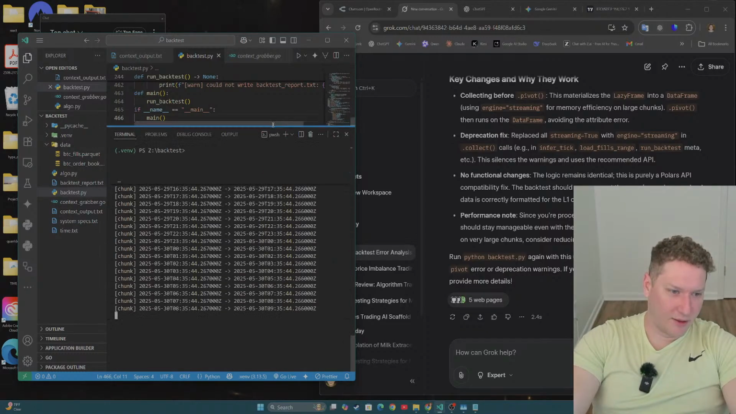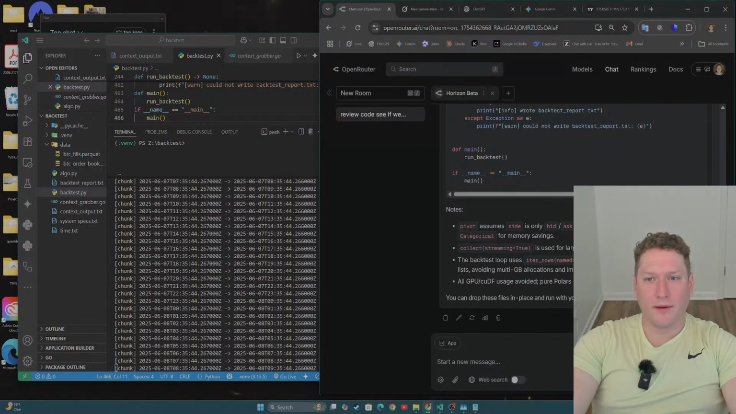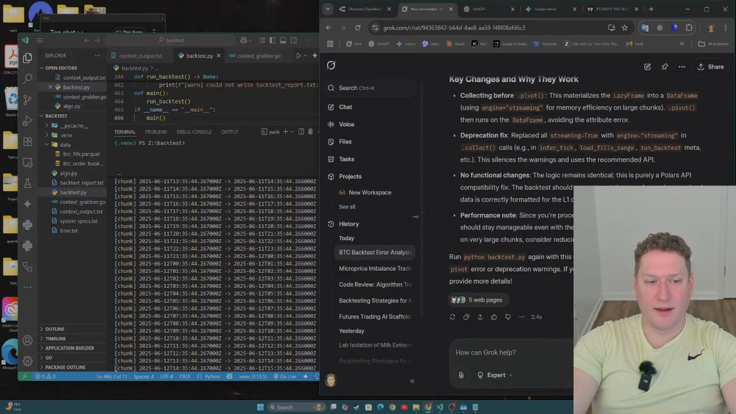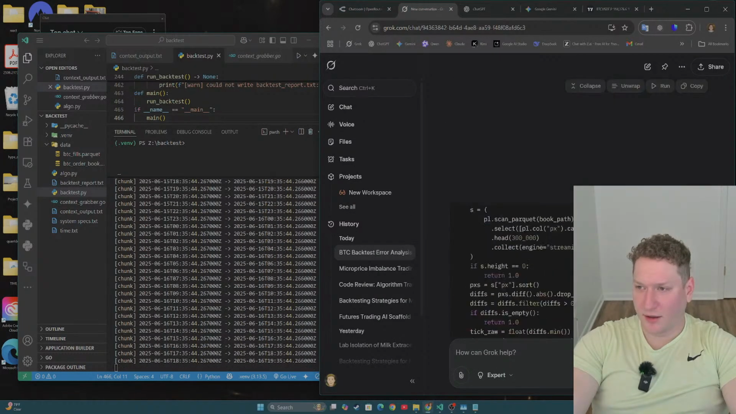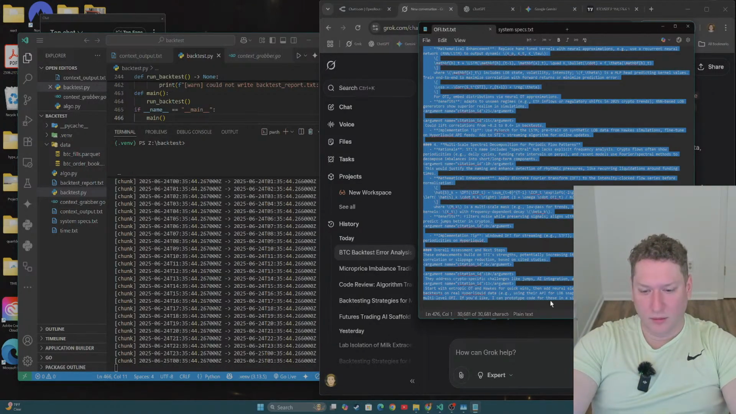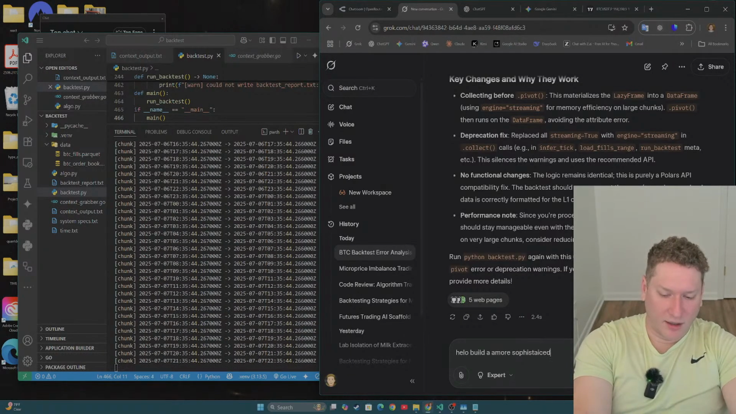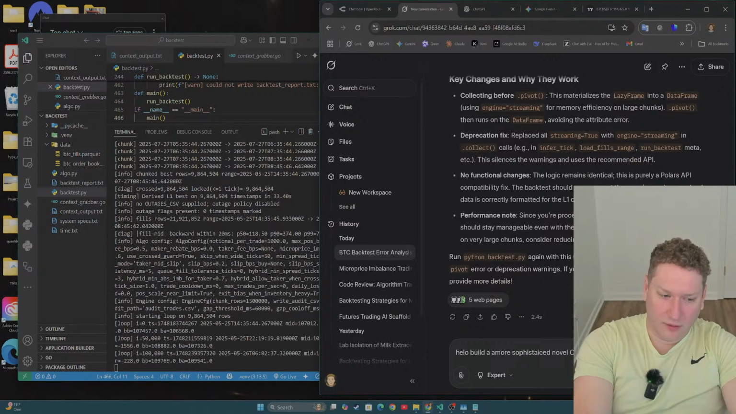Look at that. It's working. Perfect. Okay. Now that Grok has a good idea of what my code looks like, I want it to build a sophisticated algorithm. Let's think of ideas.